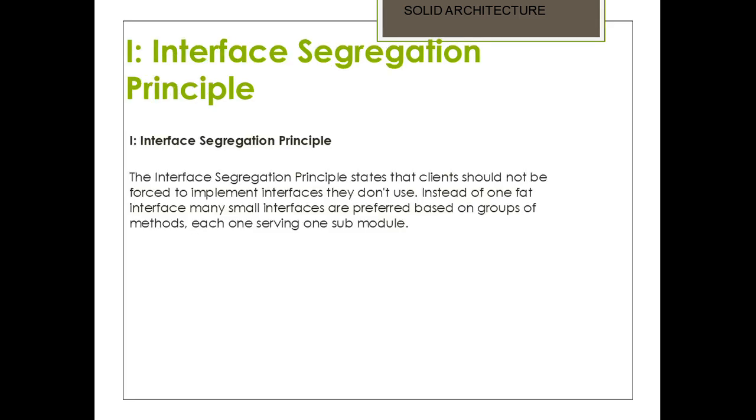Example: workable interface provides code and test. If some classes only need coding, split interfaces so each client only implements what it actually uses. This reduces empty or misleading methods.